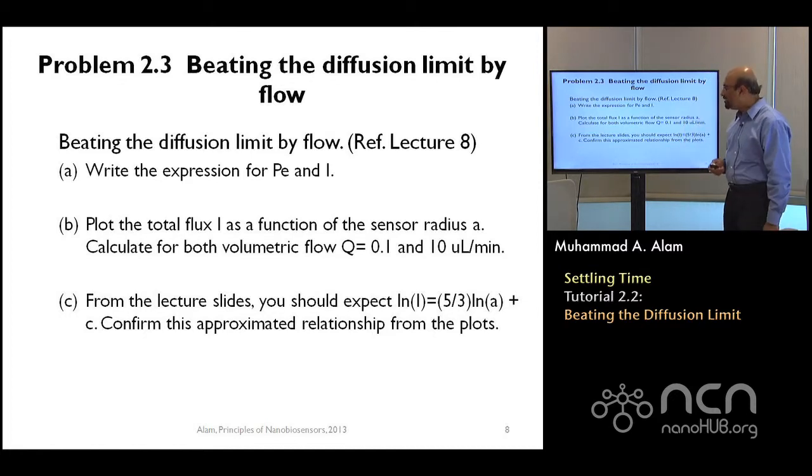And so I asked you to calculate a few things like the Peclet number, which says drift versus diffusion, how strong it is, the relative strength. And I also asked you to calculate the flux. Good.